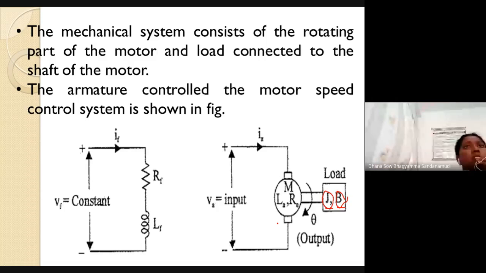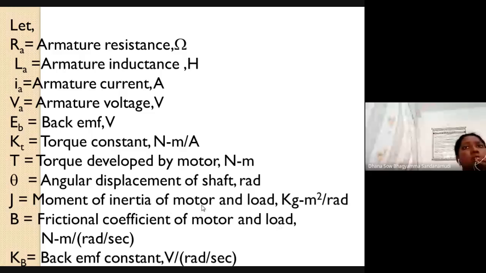So you must consider the moment of inertia of the motor and the load. Of course, the motor also has its own mass. Here we are considering rotation, therefore J. B is the frictional coefficient of the motor and load. Kb is the back EMF constant.